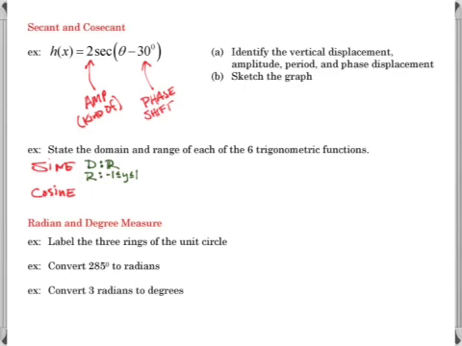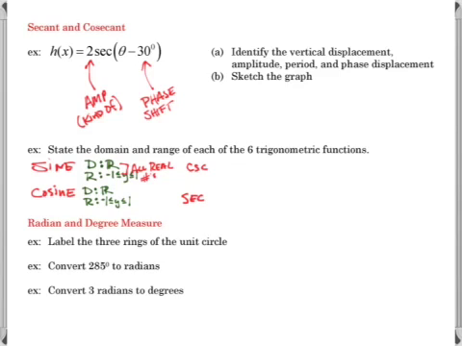So my domain is all real numbers. The range, though, is bounded between -1 and 1. Those are the biggest values that I can get out on my unit circle. Cosine is the same thing. The domain is, I can plug in anything I want. My range is restricted to -1 to 1.